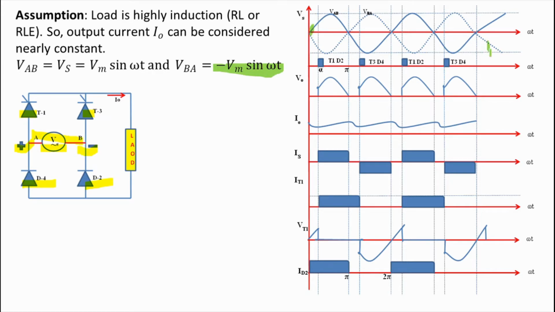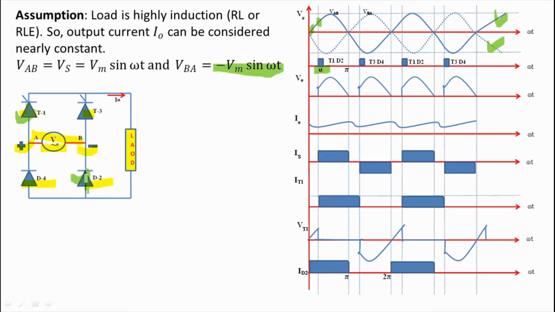We will study the operation of this circuit in three angular modes. First we will see the operation from alpha to pi, then from pi to pi plus alpha, then from pi plus alpha to 2 pi. So first see the operation from alpha to pi. Thyristor T1 is triggered at omega t is equals to alpha. Now at omega t is equals to alpha, both diode D2 and thyristor T1 are forward biased. So on firing T1 at omega t is equals to alpha, T1 get turn on and D2 is already on. So T1 D2 will act as short circuit. So circuit will look like this.